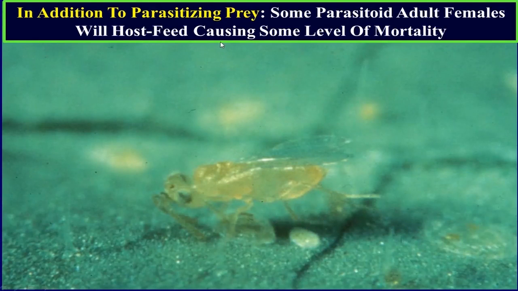In addition to directly laying eggs in the host prey, some parasitoid females will actually host feed. And here's Eretmocerus eremicus. It's a whitefly parasitoid, and is using an antenna to determine the quality of the prey, and it also will use it by feeding on it. Some of this host feeding can result in some level of mortality of the whitefly nymph.